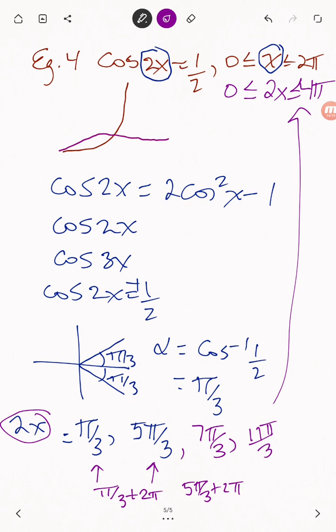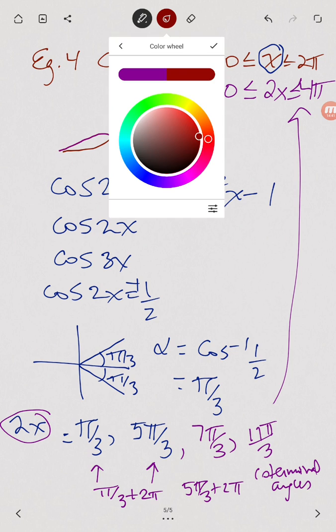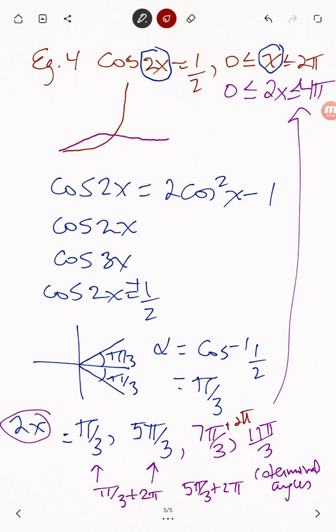Now, we would keep finding coterminal angles until we go over 4 pi. Well, if we did the next coterminal angle, so if we added 2 pi to 7 pi over 3, because that's the next angle we haven't added it to yet, that would be over 4 pi, because that would be 7 pi over 3 plus 6 pi over 3, which is 13 pi over 3, which is greater than 4 pi. So we're not going to do that.